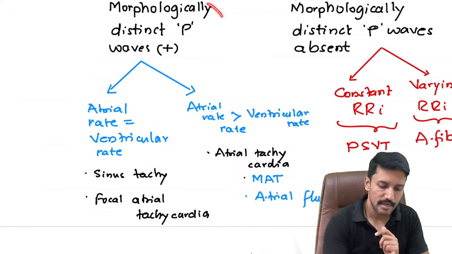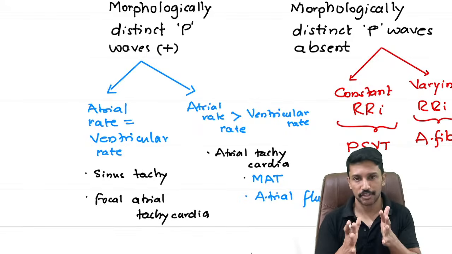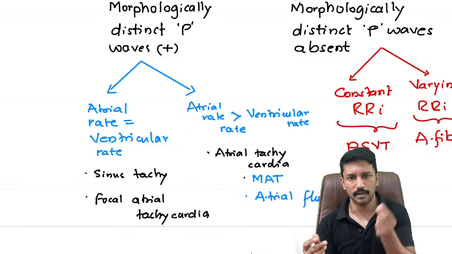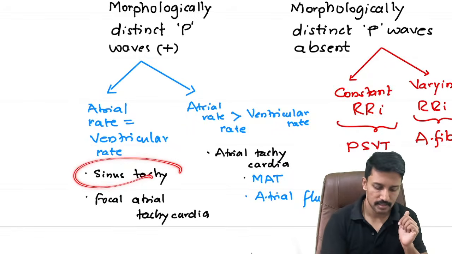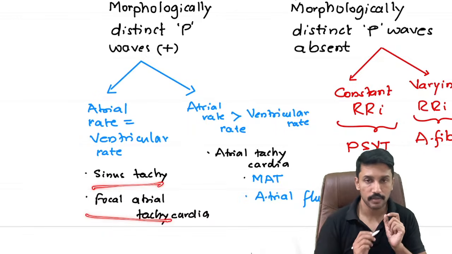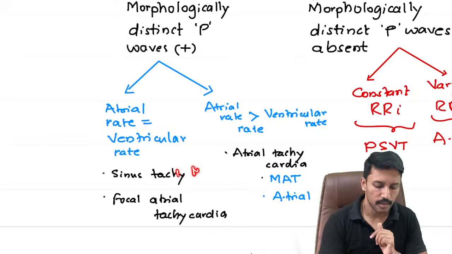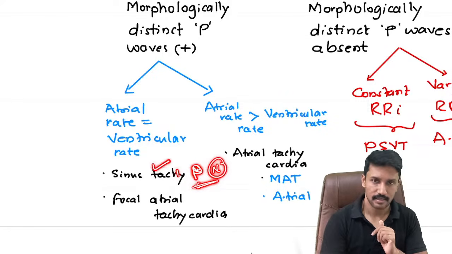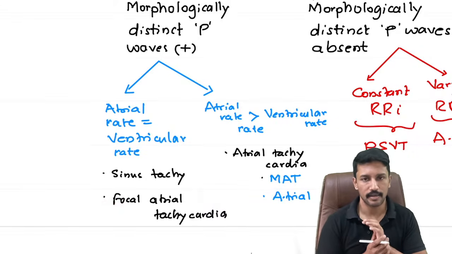When I have identifiable P waves, I have to calculate the atrial and ventricular rate. If they match, meaning the atrial rate is equal to the ventricular rate, or the number of P waves and the number of QRS complexes are equal, then it can be sinus tachycardia or focal atrial tachycardia. To differentiate between the two, I have to see the nature of the P waves. If P appears to be normal, then it is sinus tachycardia. If the P wave appears to be morphologically not normal, then it is focal atrial tachycardia.